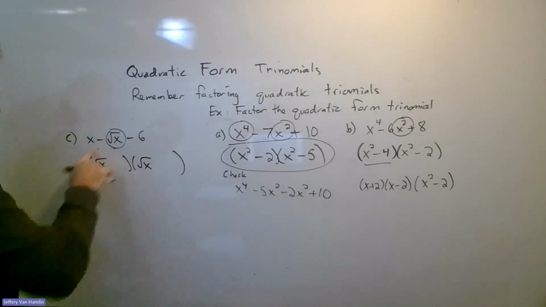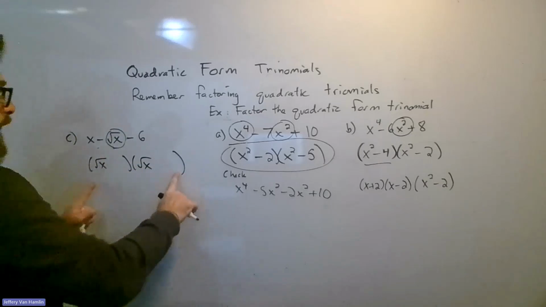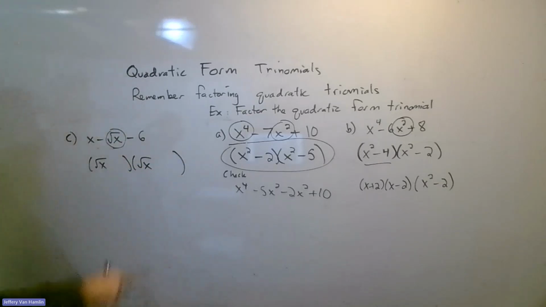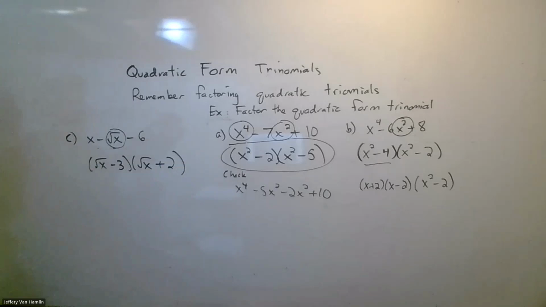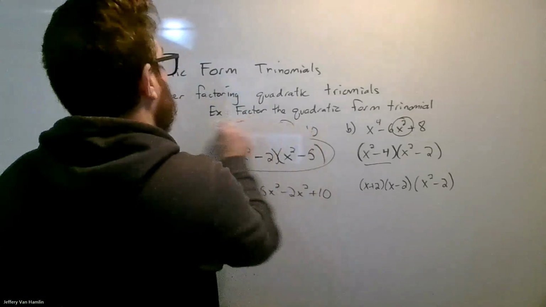And then we can check. Root x times root x does give us x. And then outside and inside is going to give us something times root x. So now what I need is two things that multiply to negative 6, but add to negative 1. We can see that is minus 3 and plus 2. And then you can check with FOILing.